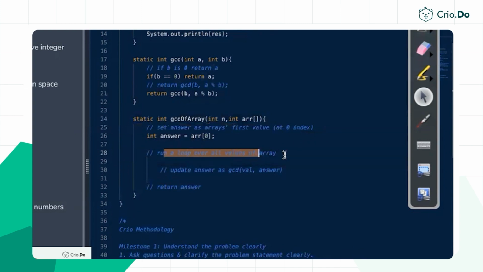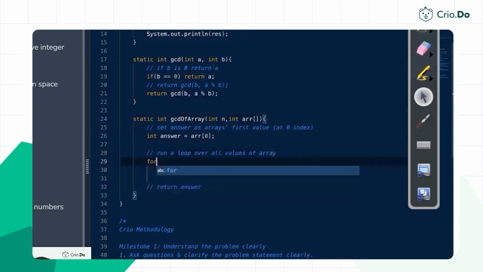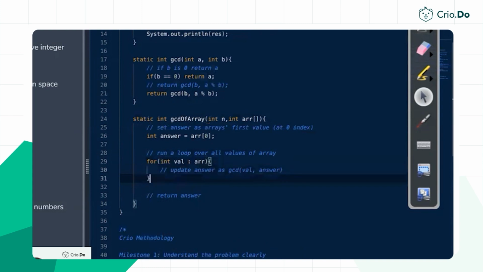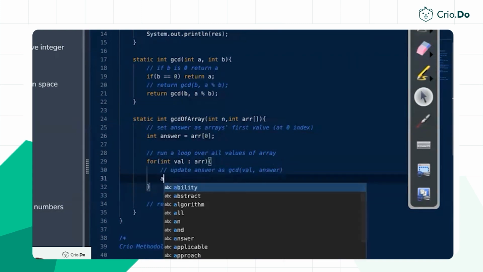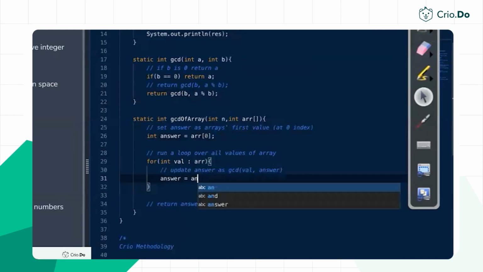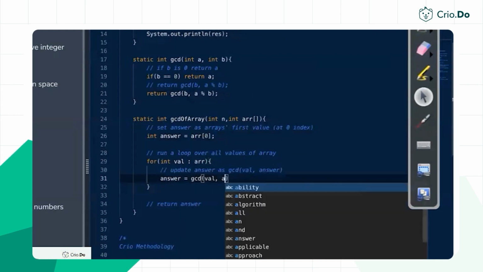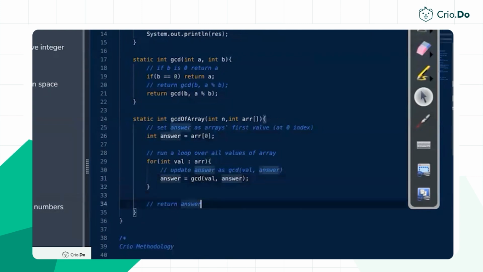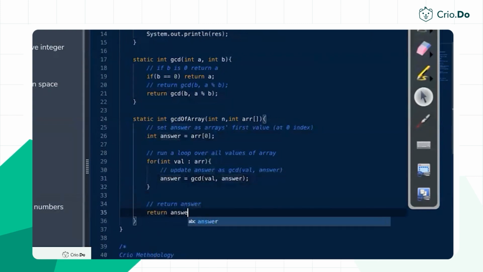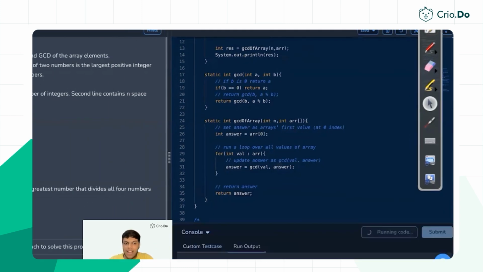Now we can run a loop over all values of the array. We can run a for each loop over all values of the array using this syntax, the for each loop having a colon. One by one, whatever the new value is coming, we will take the GCD of the new value with the current answer and update the answer itself. That is, answer equals GCD, the function which we have already defined, of the current value with the current answer. Pairwise GCD for all the array elements will actually give me the GCD of all the array values. So let's just return the answer.